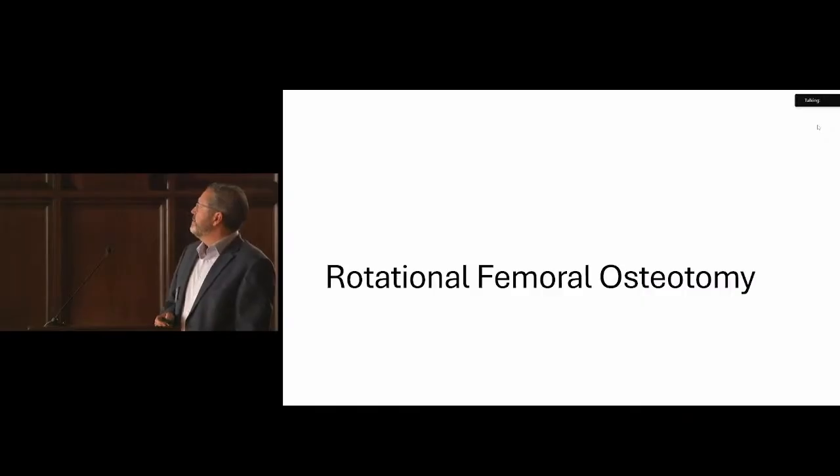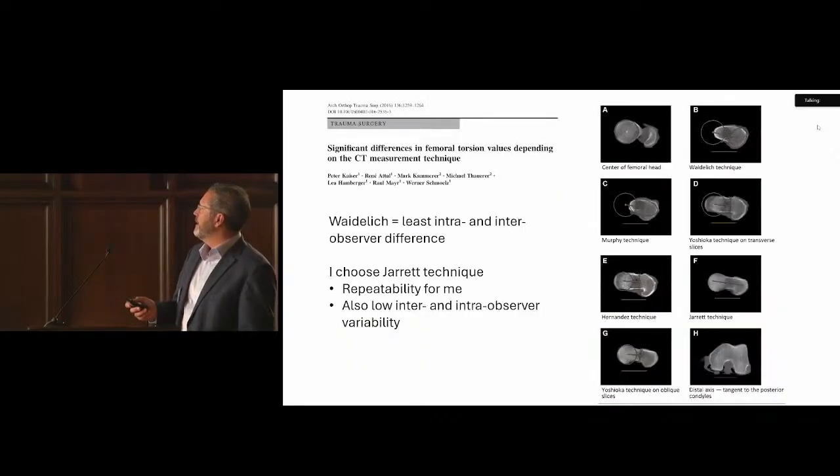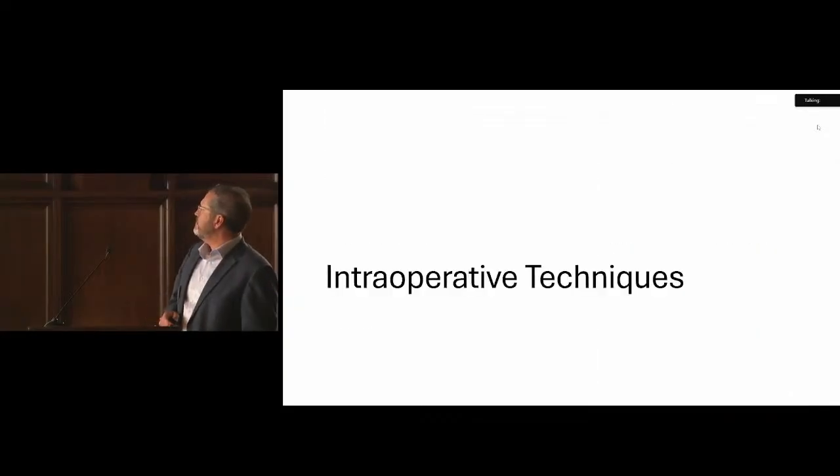But rotational femoral osteotomies, we've been talking about a little bit. So I'm a lot more aggressive with the femur. And we talked a little bit about how to measure it. This is a study looking at 4 different techniques and comparing them. I like to use the Jarrett technique because for me it's more repeatable, and it also had lower inter- and intra-observer variability. And that's kind of what's been shown, at least in the talks this morning.